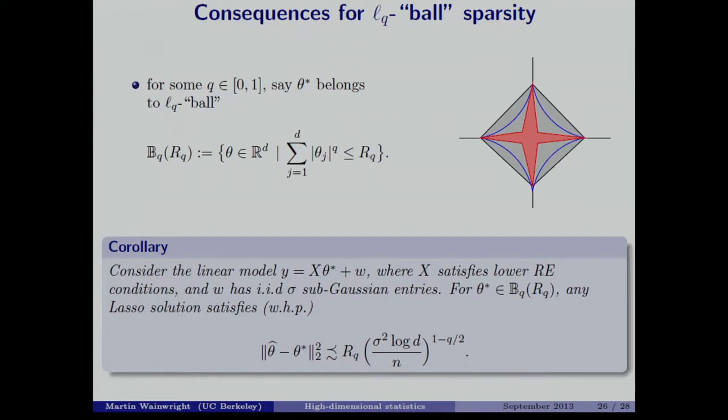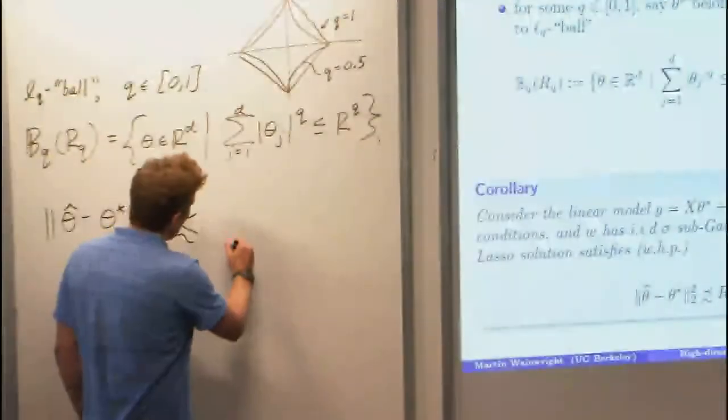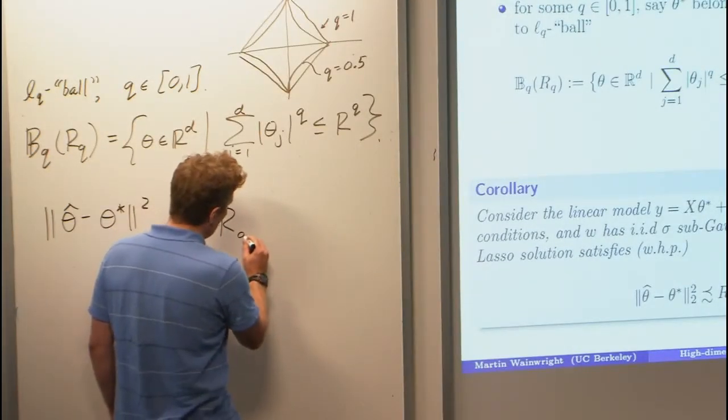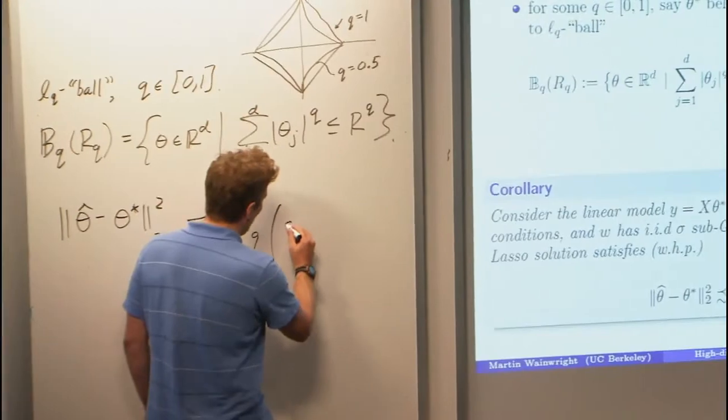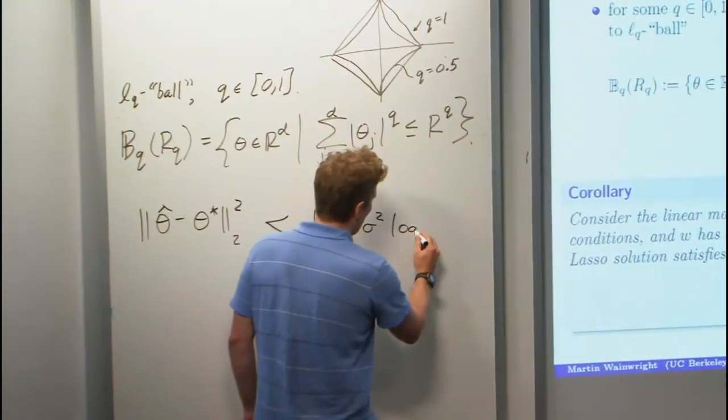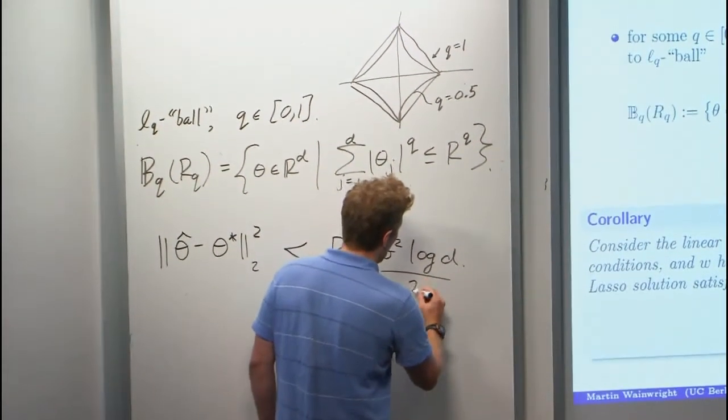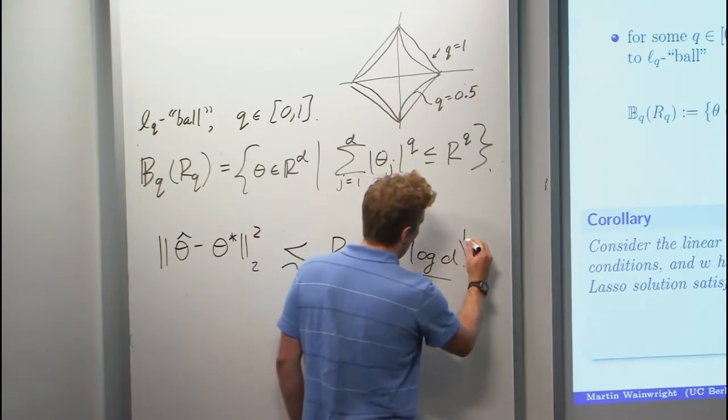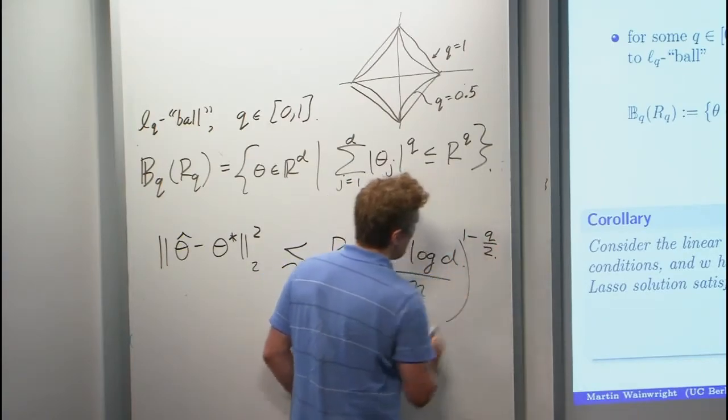So under these assumptions, we're going to show the following: that the Lasso solution, with high probability, satisfies this bound. Just to be clear, when I write this little less than or equal to squiggly, that just means that I'm dropping constants that are universal. They don't depend on the radius or the dimension or the sample size or q. There are prefactors that I'm not tracking carefully here.